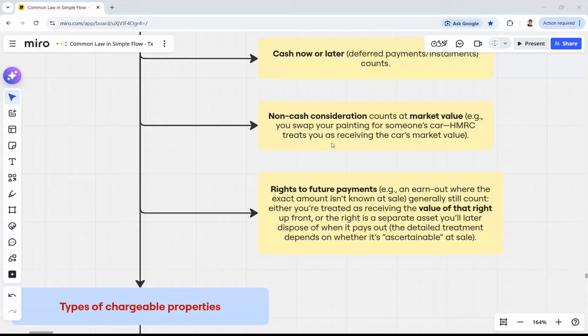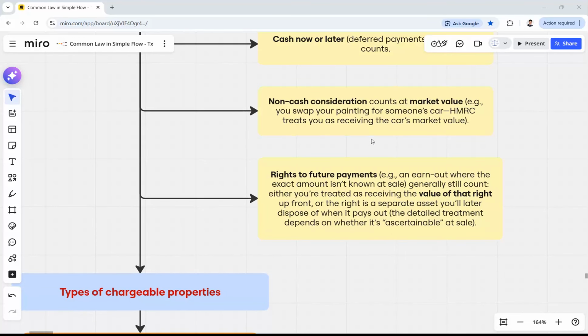For example, you swap your painting for someone's car. HMRC treats you as receiving the car's market value because it's reasonable. If you receive a car, you cannot say I'm getting this car in value of 100 euro, but in fact the car costs 15,000 euro.